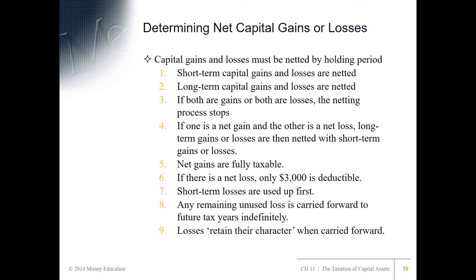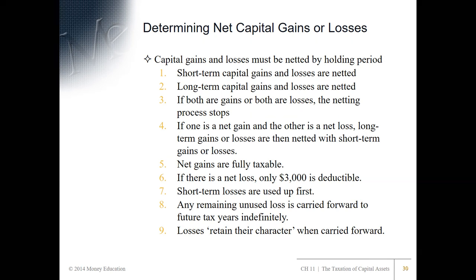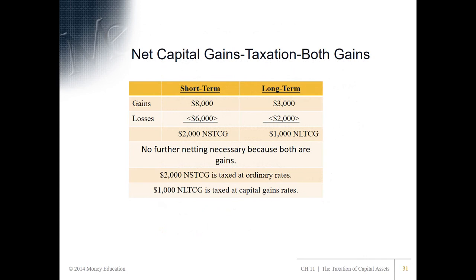In other words, if you've got some long-term losses and some short-term losses and you're limited to $3,000, what do you put on your return? Well, you put the short-term losses first and then you put the long-term losses if you have any of that $3,000 remaining. Number 8, any remaining unused loss is carried forward to future tax years indefinitely. And 9, losses retain their character when carried forward. They're either still short-term or long-term losses.